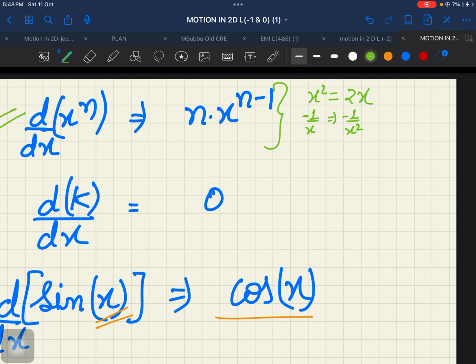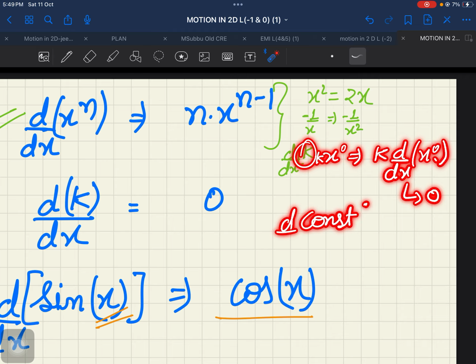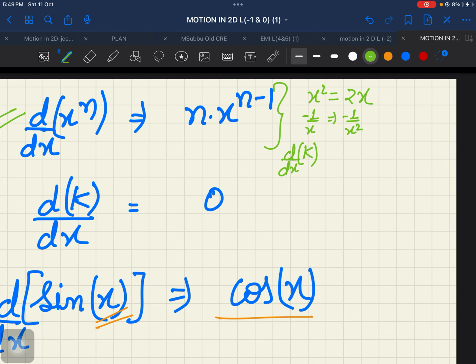The differentiation of a constant, from this formula again. Suppose you have to differentiate d by dx of k, a constant. You can consider this as x to the power 0 into k. So k will come out of the differentiation, and it is d by dx of x to the power 0. The differentiation of x to the power 0 is 0. It means the differentiation of any constant will always be 0. That's it, from this formula again. Let me write this down here. So the differentiation of a constant is 0.